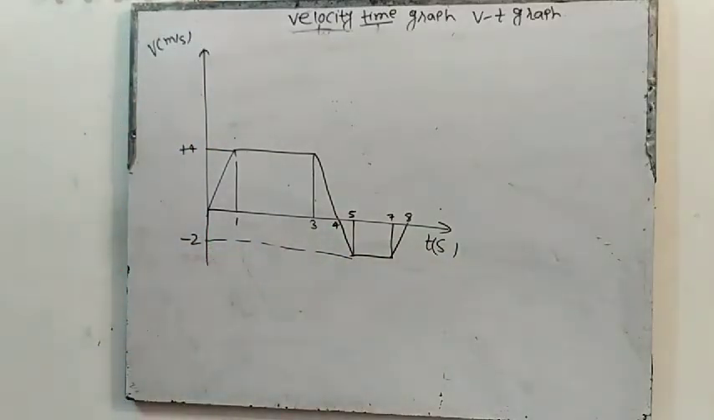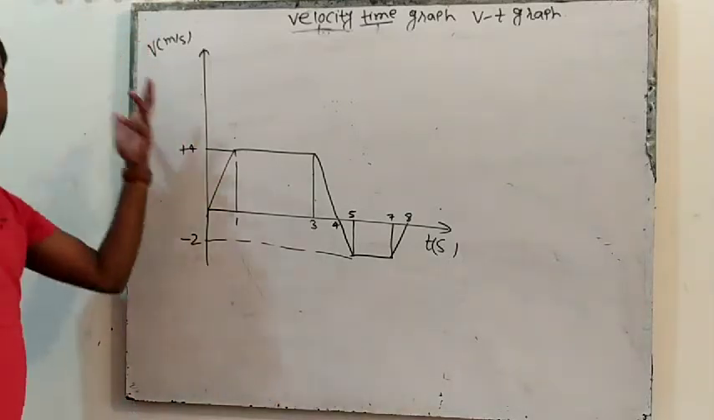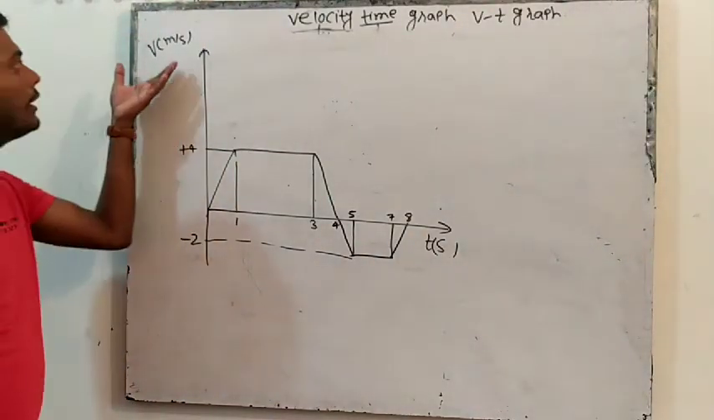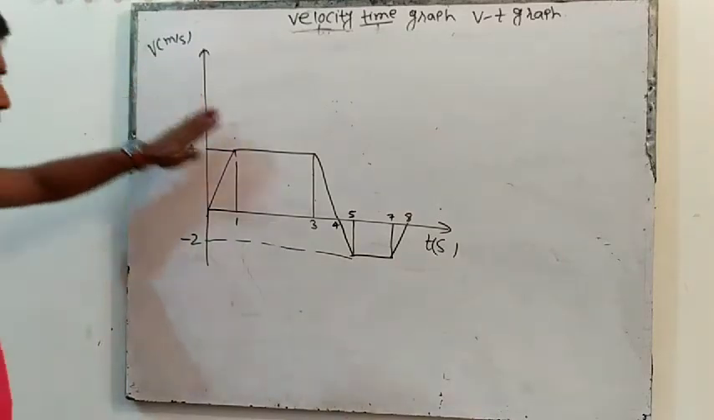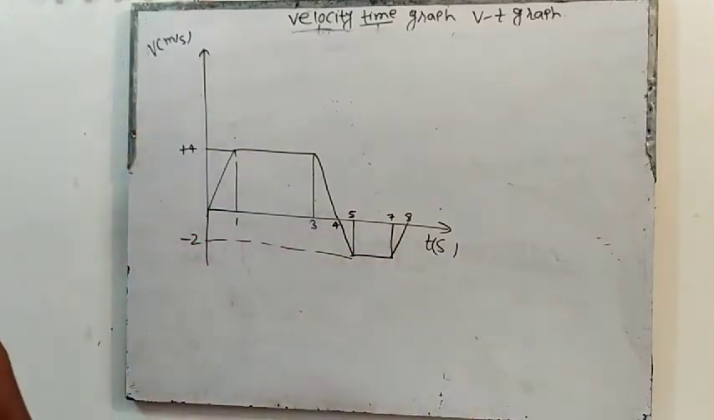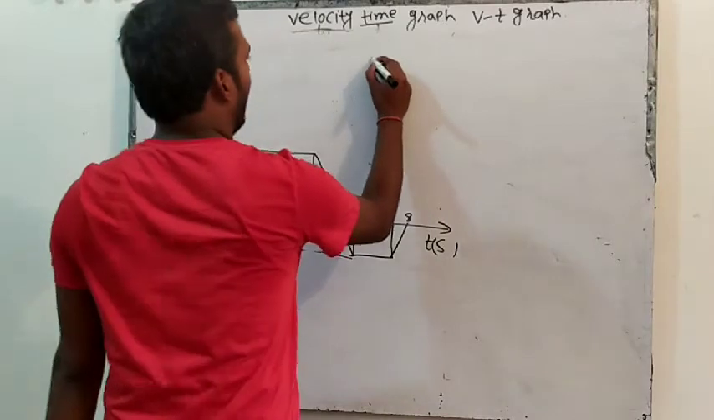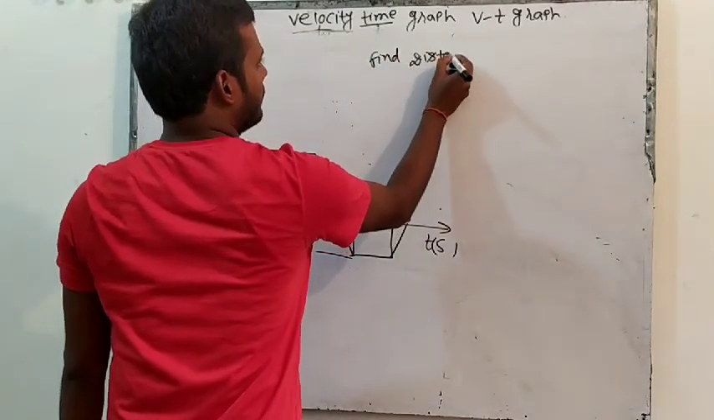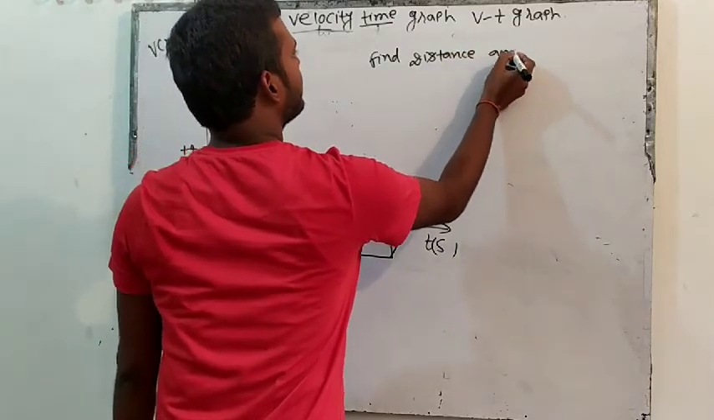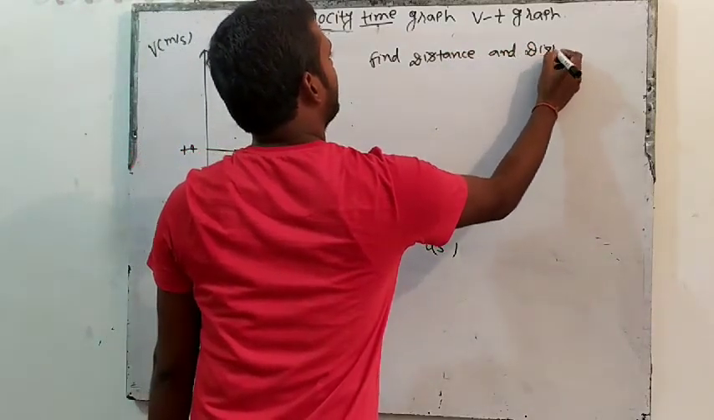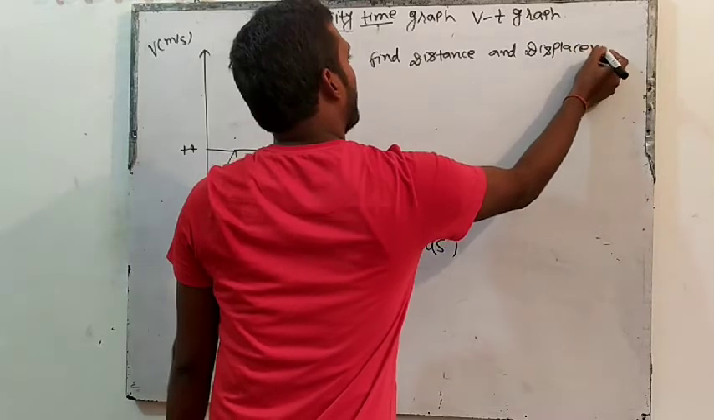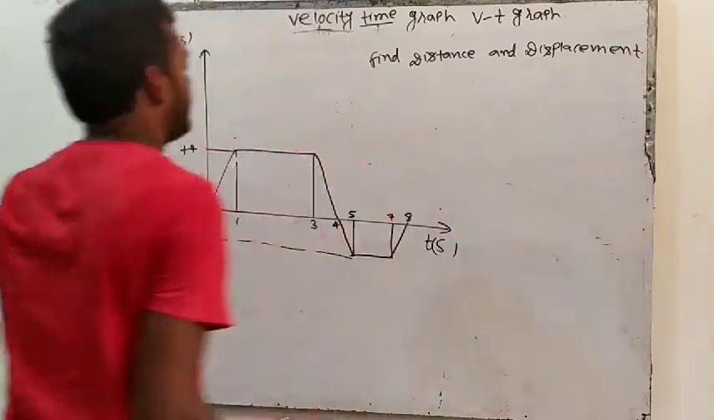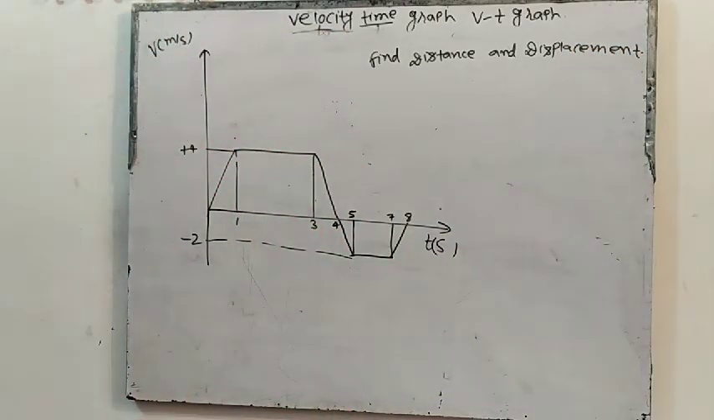Okay, try to understand this question. This is a question of a competitive exam actually. They have given you a velocity time graph and they are asking you to find distance and displacement. So for finding distance and displacement, what do we have to find? First we have to find area.